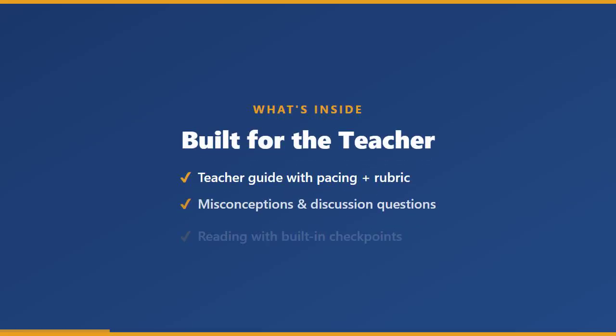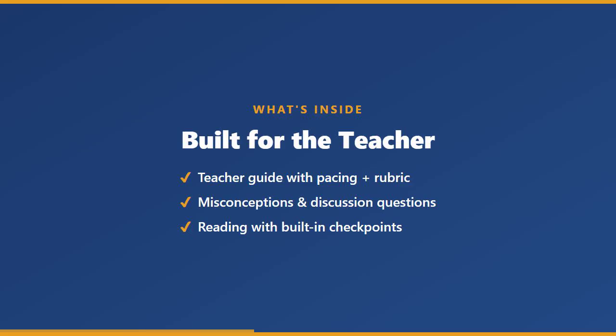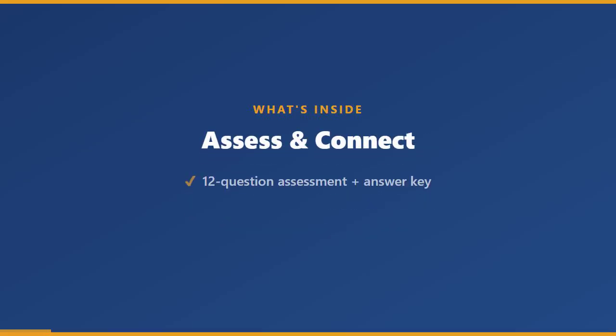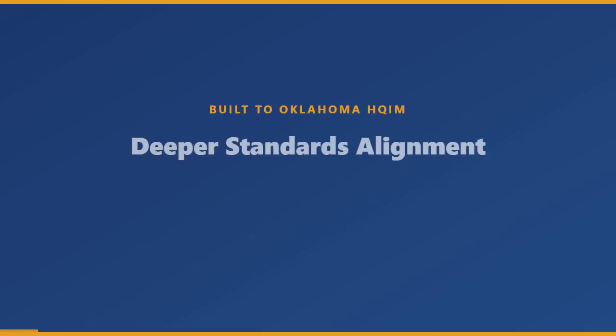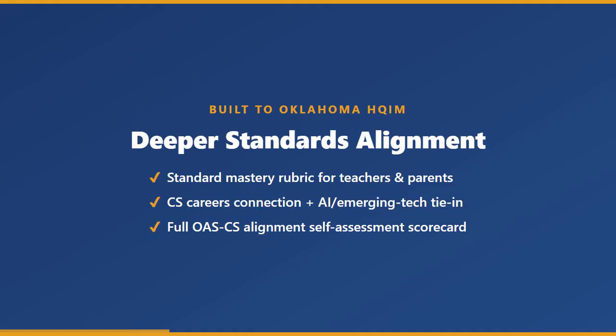Inside, a full teacher guide with pacing, misconceptions, and a scoring rubric, plus a content lesson with built-in comprehension checkpoints. This unit includes a standard mastery rubric for teachers and parents, a visual project planning comparison chart, a CS Careers connection, and an AI connection, all built to the Oklahoma HQIM rubric, plus a 12-question assessment with answer key, group and individual activities, vocabulary puzzles, a family letter, and a certificate of achievement.